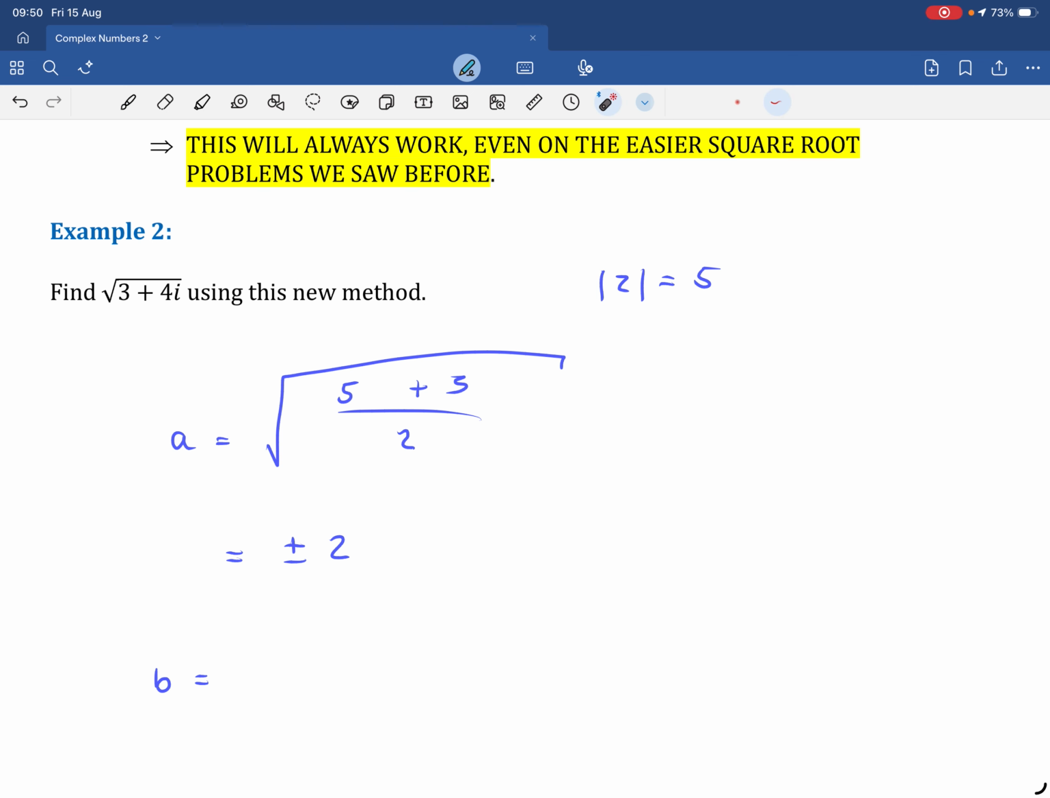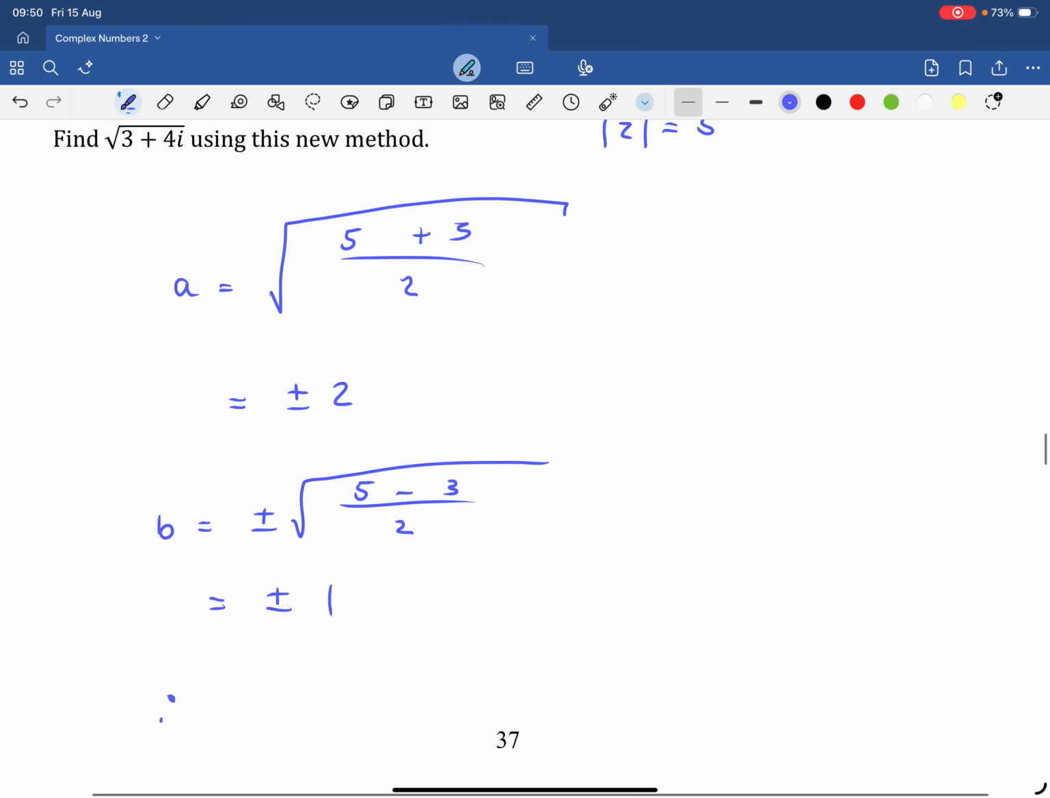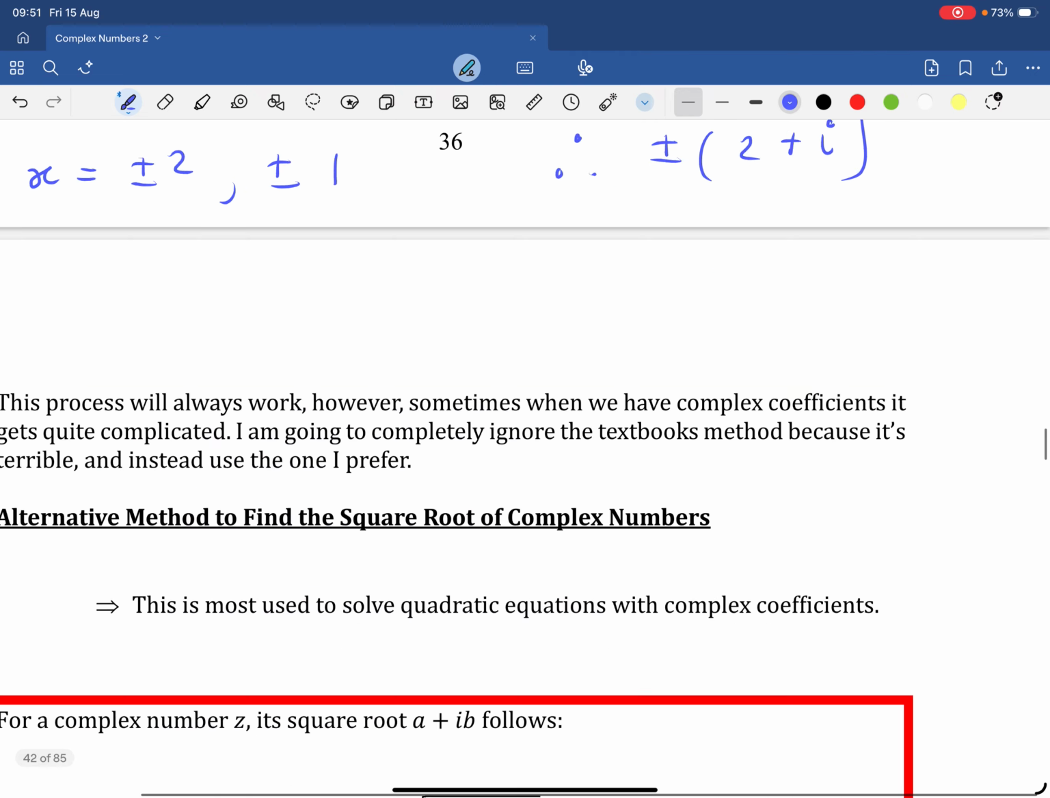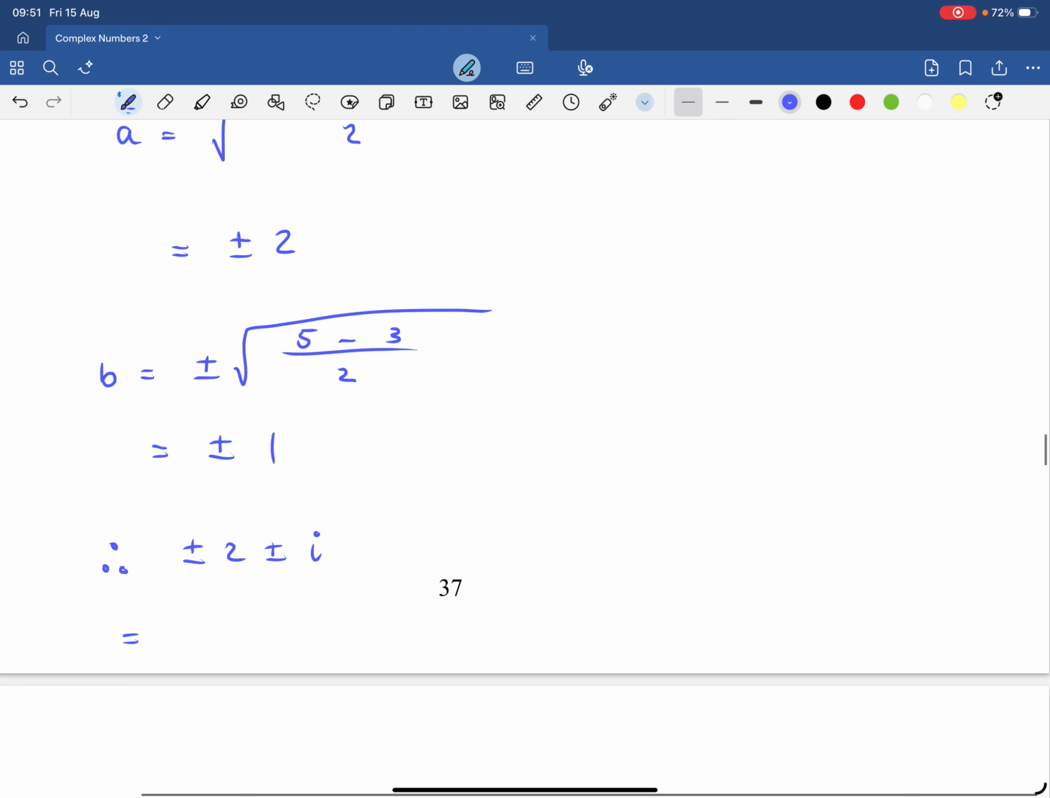Well, the sign of y is positive, so we can just leave that there, plus or minus the square root of the modulus minus the real component over 2. 5 minus 3 is 2, divided by 2 is 1, so plus or minus 1. So our answer is plus or minus 2 plus or minus 1i, which I believe we got up here. Yep. And we can say that this is plus or minus (2 plus i).